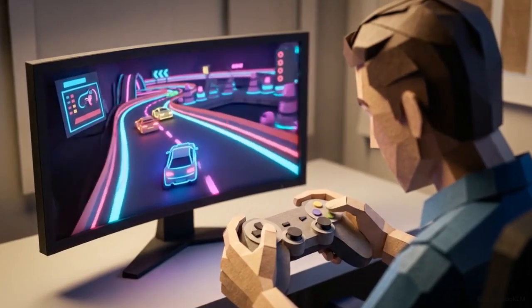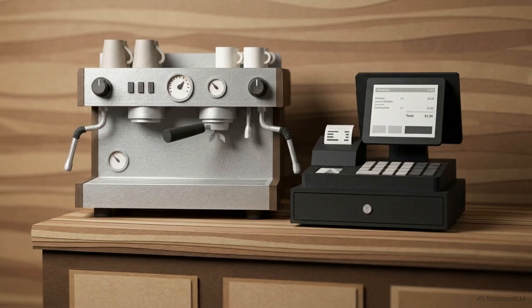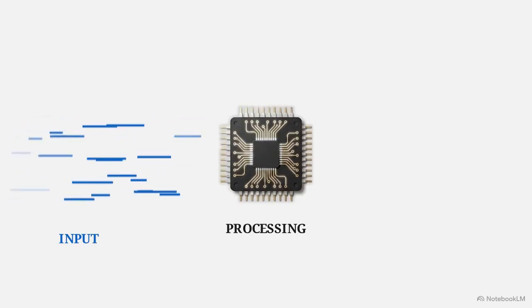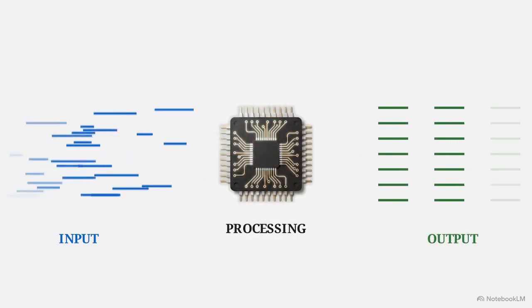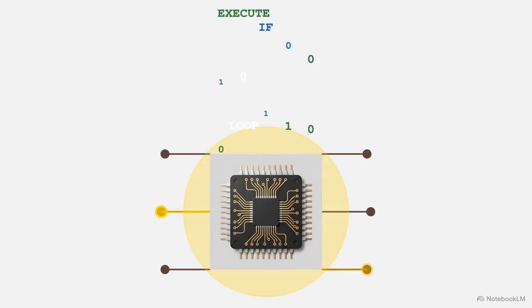at lightning speed. Making that cycle work requires 4 distinct parts of the system to talk to each other. First is hardware. These are the physical tools, the espresso machines and registers. These equipment processes the data and handles the inputs and outputs. Second is software. This is the barista's recipe book. These are the specific instructions that tell the hardware what to do and what order to do it in.